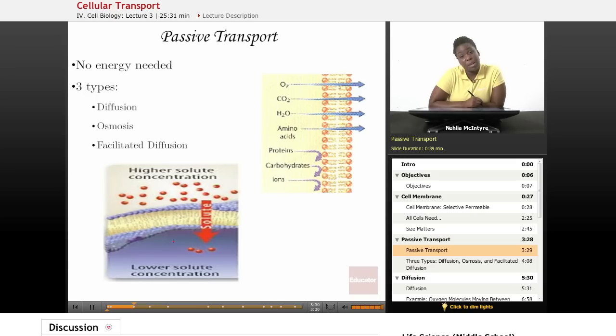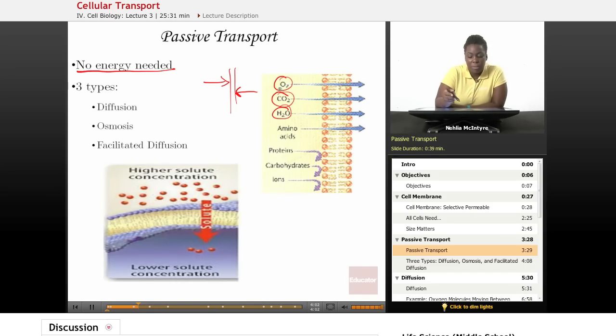Let's first talk about something called passive transport. Passive transport just means that there are certain substances that can get through the cell membrane and no energy is needed or required from that cell in order for those substances to go through. So it's very passive. Certain substances can come in the cell and out of the cell pretty easily. For example, water molecules, oxygen molecules, carbon dioxide molecules. Those molecules are able to pass into and out of the cell pretty easily.